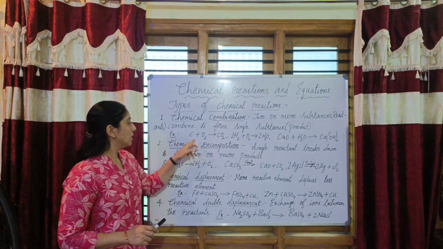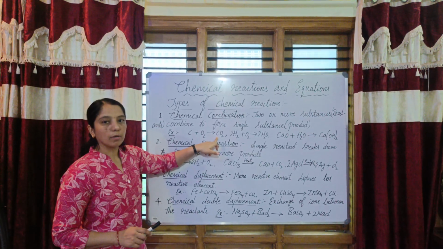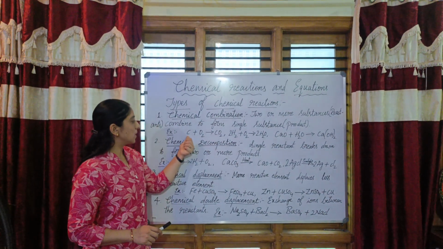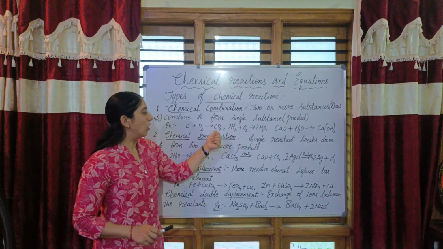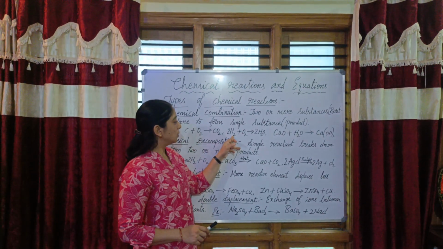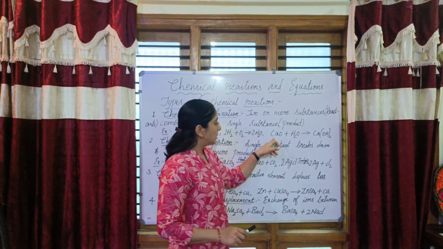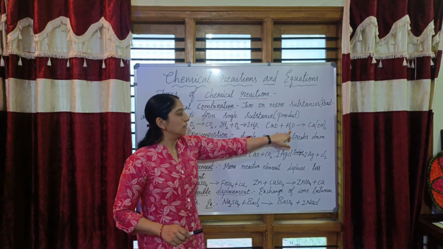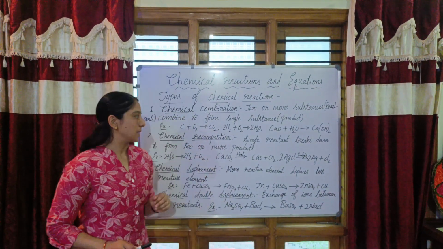An example for this is C, meaning carbon. When it reacts with oxygen, it forms carbon dioxide. Carbon is one substance and oxygen is another substance, and it forms a single substance called carbon dioxide. Other examples: hydrogen reacts with oxygen to form water. Calcium oxide, when it reacts with water, forms a single product called calcium hydroxide.